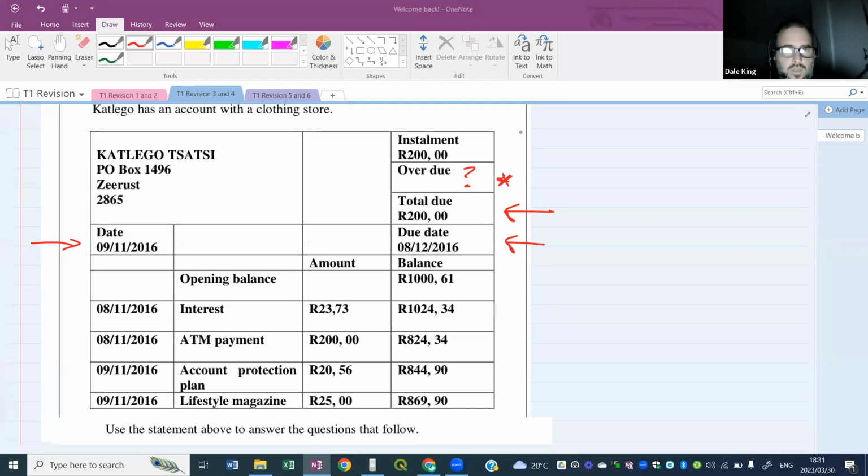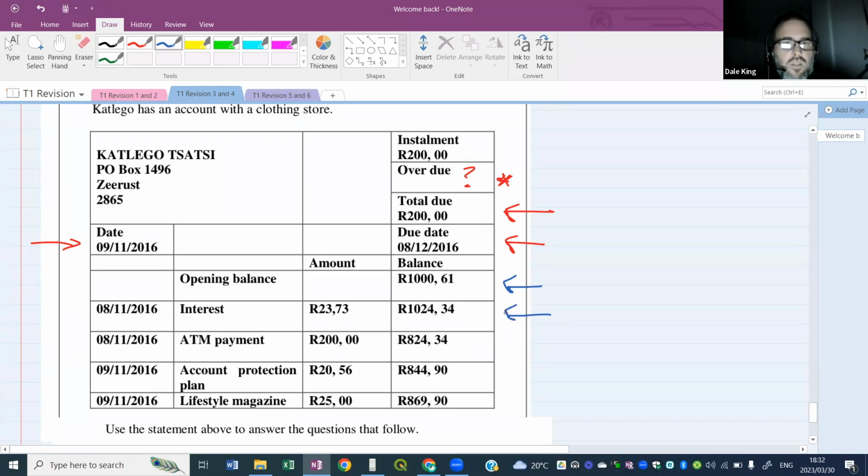Okay, now let's have a look at the items in the statement. So just like a bank statement, this first row here is the opening balance. So last month's statement, the final balance in the last month's statement will start here as the opening balance. So in the opening balance here, we have 1,000 Rand and 61 cents that is due. Okay. Then in the second line, we have interest.